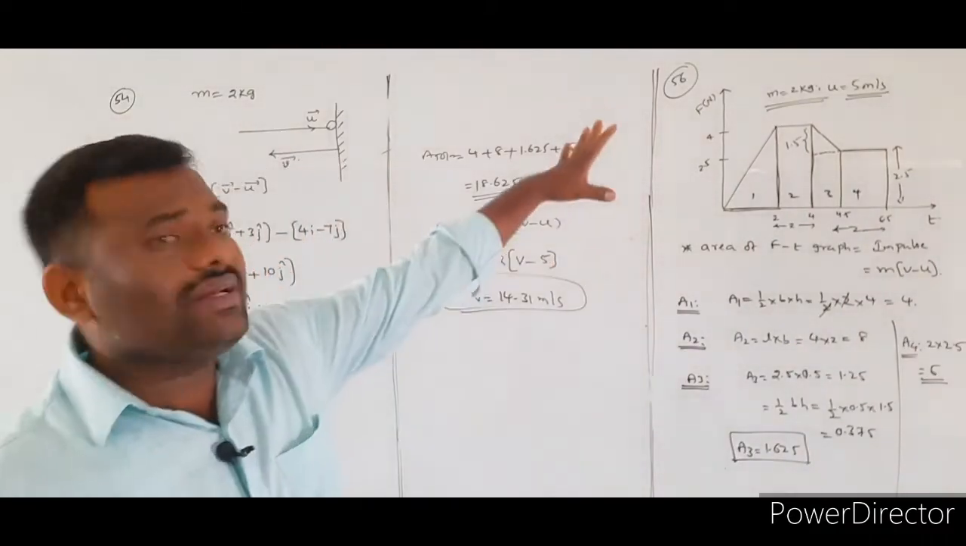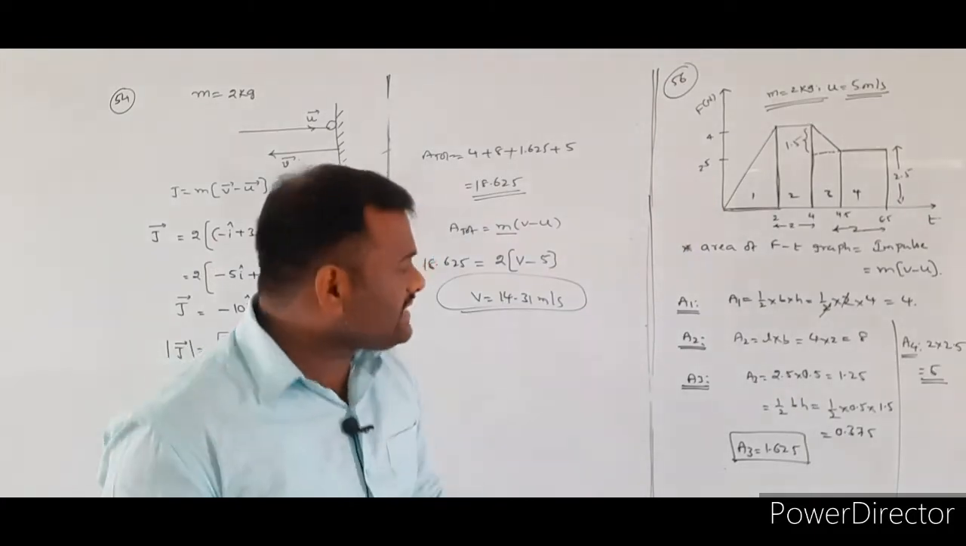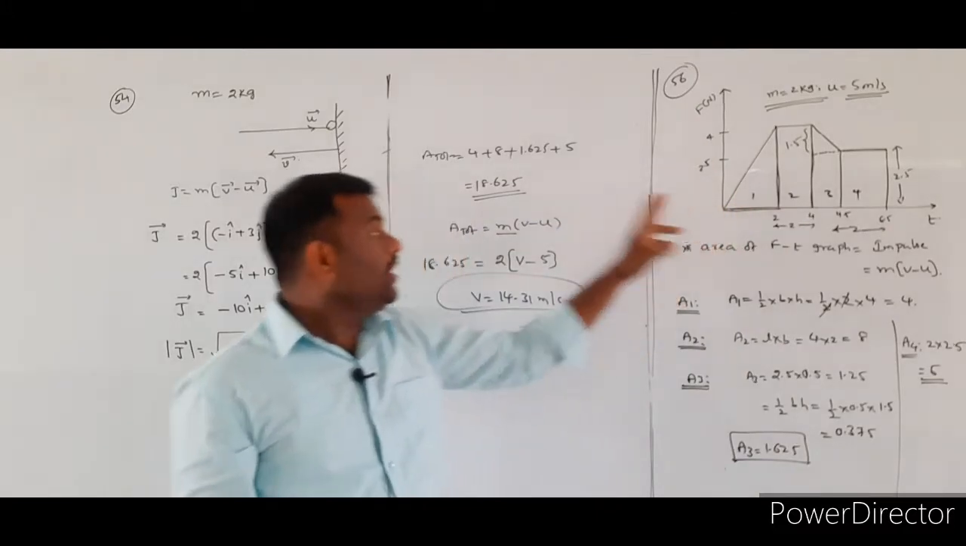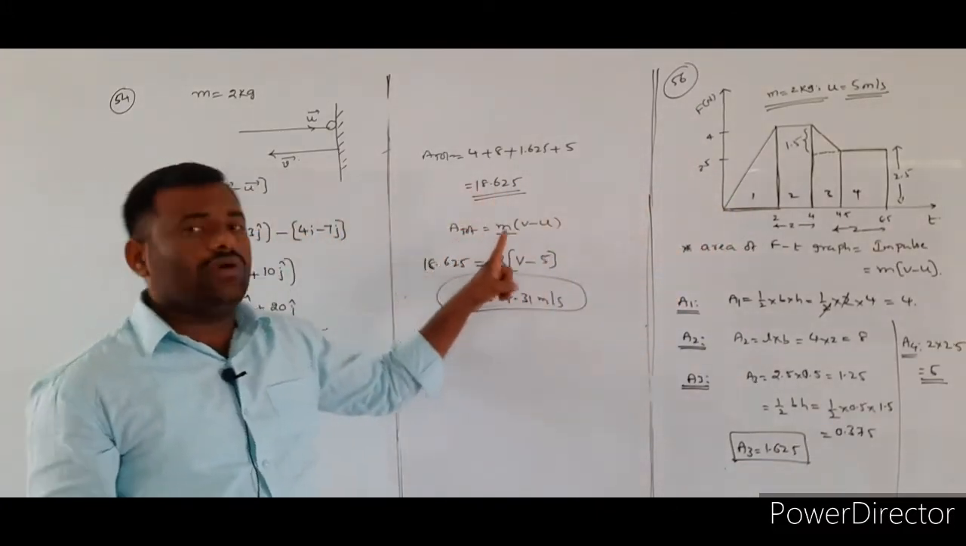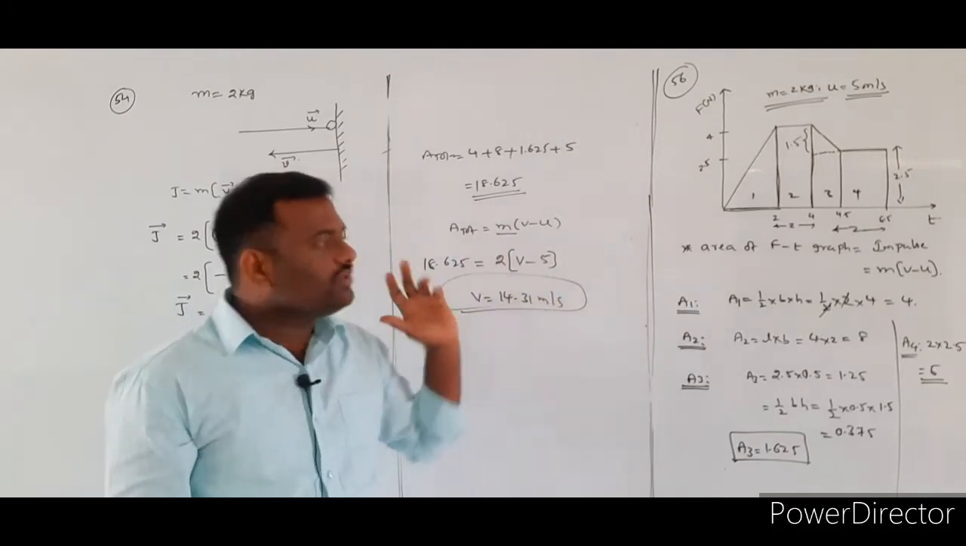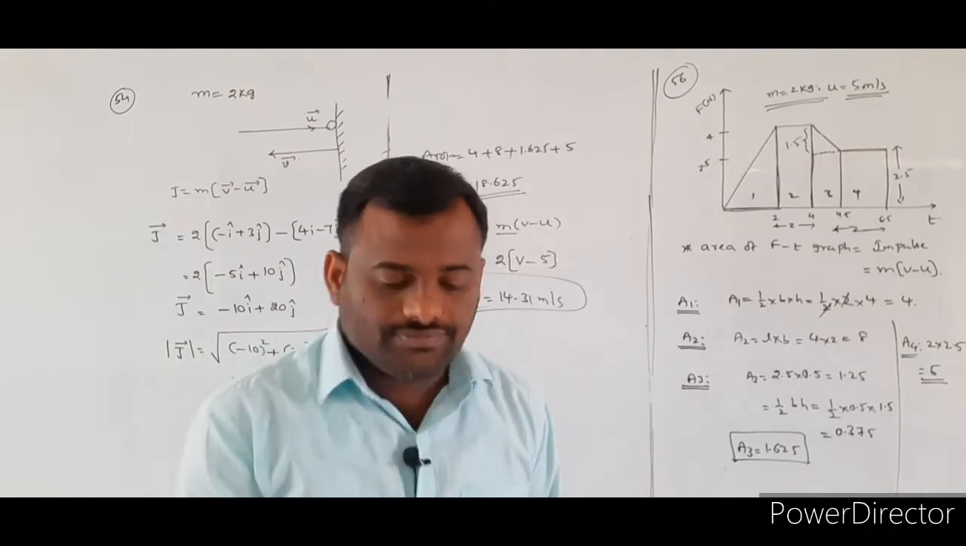So whenever the force time graph is given, we have to first calculate the total area bounded by the graph. The total area bounded by the graph is simply equal to the change in momentum. So this is the method of calculating the impulse numericals.